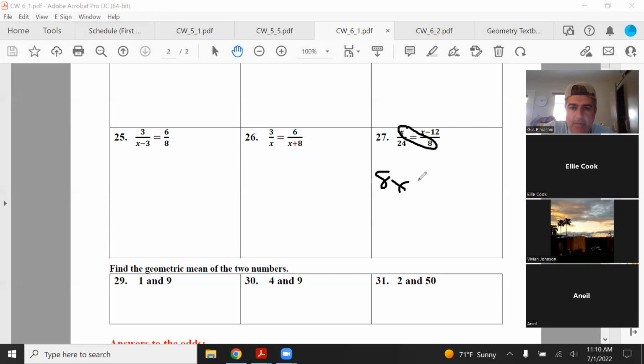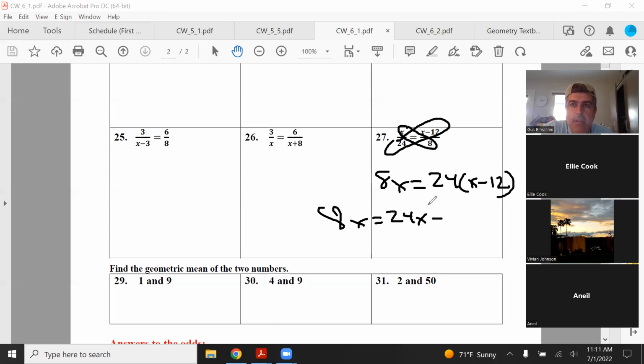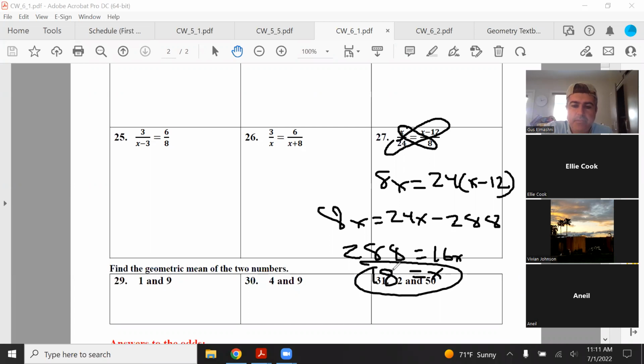8x and 24 parentheses x minus 12. $288, I think. Move things around, I could put 288 on this side, 16x on this side. And I think that's, yeah, 18. So x is 18.